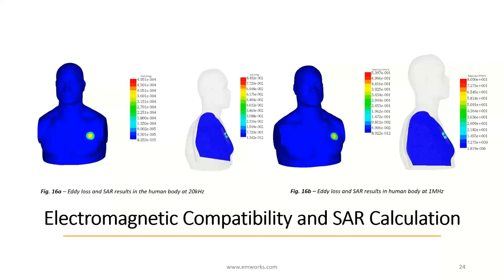Eddy current is proportional to the frequency and also the electrical conductivity, which also increases with the frequency. The calculated SAR values show a higher rate when the frequency is 1 MHz, while it is small when operating at a frequency of 20 kHz. This gives us an idea about the SAR and the limits of this quantity.